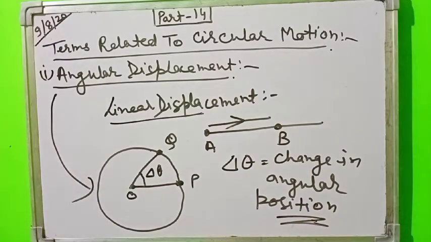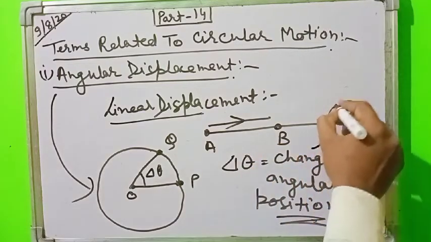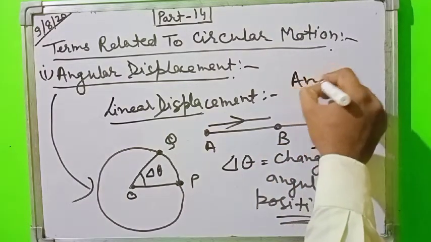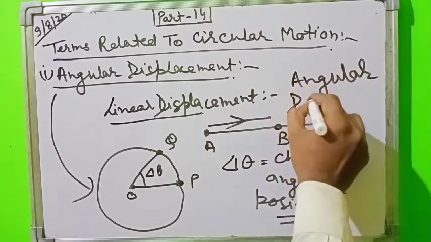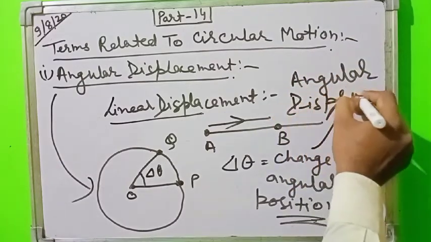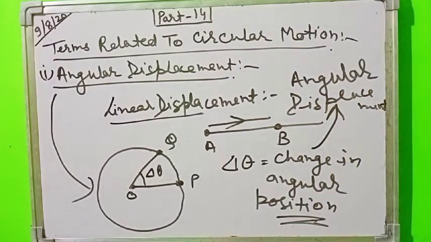This is delta theta, and this change in angular position is called angular displacement. Delta theta is called angular displacement.